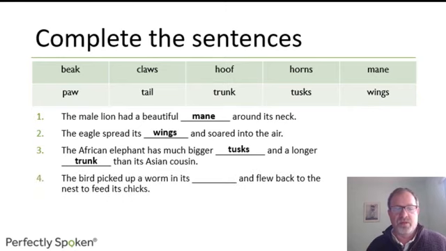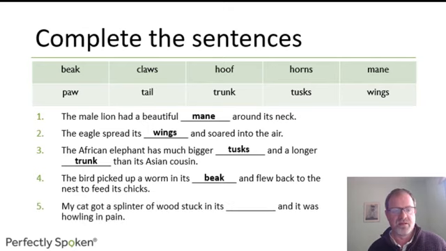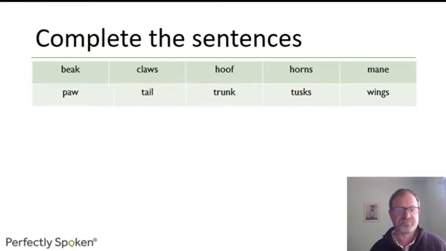The bird picked up a worm in its mouth, the mouth of a bird, and flew back to the nest to feed its chicks, the baby birds. And the answer is beak. The mouth of a bird is a beak. My cat got a splinter of wood, a small sharp piece of wood, in its something, and it was howling in pain. In its paw, in the foot. The foot of the cat is the paw.